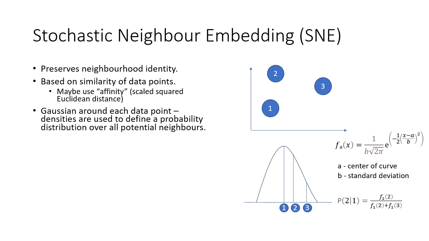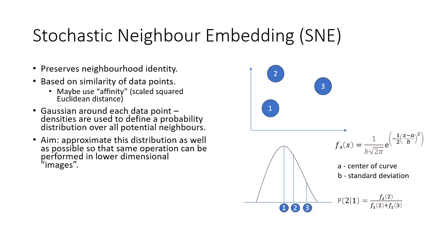In this equation, a is the center of the curve, b is the standard deviation, x minus a is the Euclidean distance, and we square it, so it's squared Euclidean distance. b is also squared, so standard deviation squared is basically variance. I will explain later how to set this variance. And then we calculate the probability of 2 being a neighbor of 1 as f of 2 divided by f of 2 plus f of 3, and this is all centered around point 1.